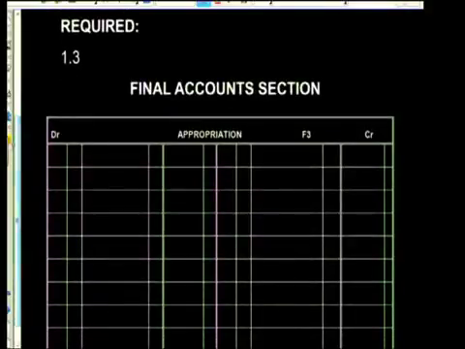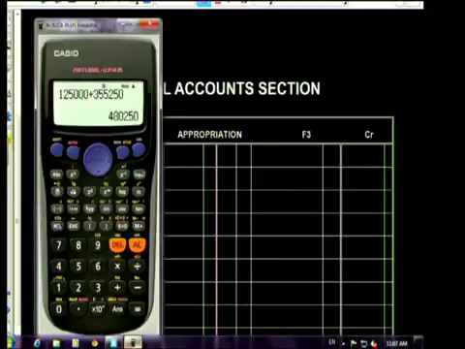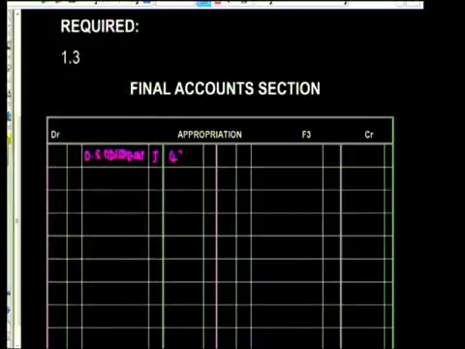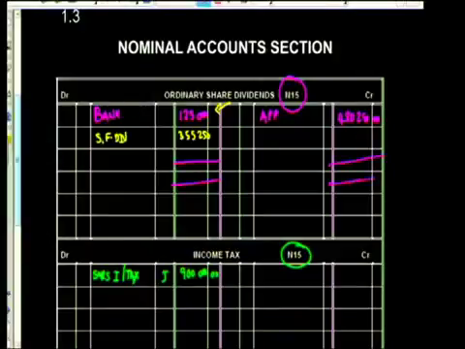My double entry is a debit to my appropriation account, ordinary share dividends. It's a journal entry. The amount was 480,250. Clearly you can see the double entry, a debit to appropriation and a credit to my ordinary share dividends. What happens? This account then closes off.